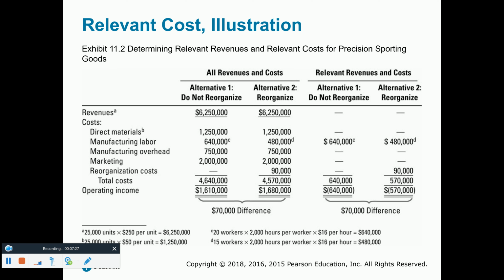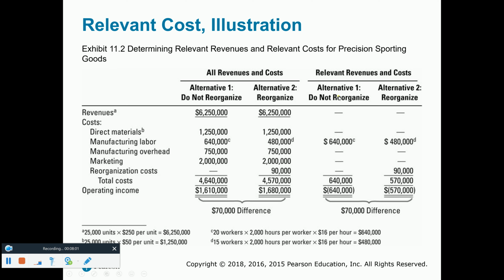So you see on the right-hand side, what are we doing? We're only considering the relevant revenues and costs. So when the revenues are the same or the costs are the same, you see over here we have dashes, which represent 0. We're not going to consider it because they're exactly the same. They're irrelevant. So reorganization cost is the other one. Obviously, if we don't reorganize, we have no reorganization cost. But if we do reorganize, we will have $90,000 as our expectation of reorg costs.